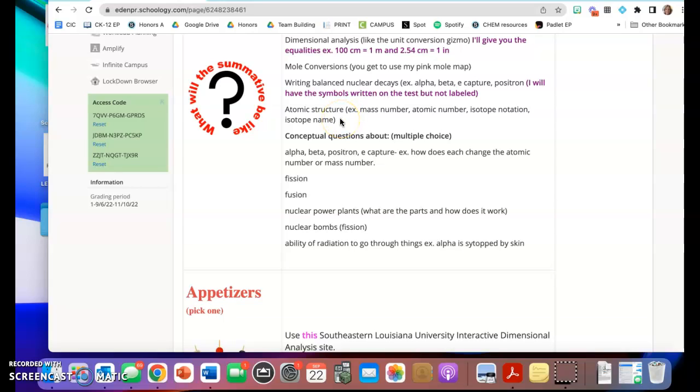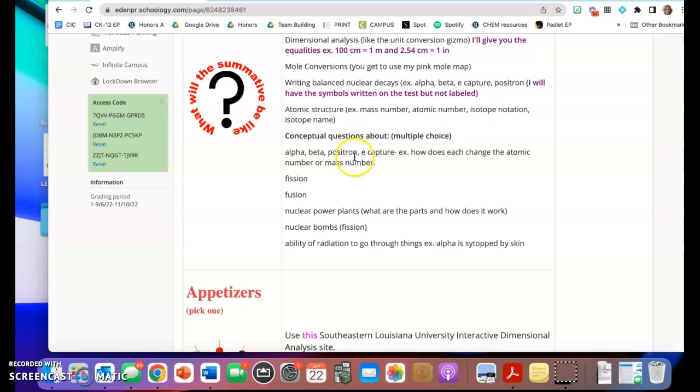Also, atomic structure. So if I say carbon dash 14, you would be able to tell me it has 6 protons, 6 electrons, 8 neutrons, and be able to write it in isotope notation, where you would put the 14 on top and then the 6 on the bottom and then the capital C for the letter.